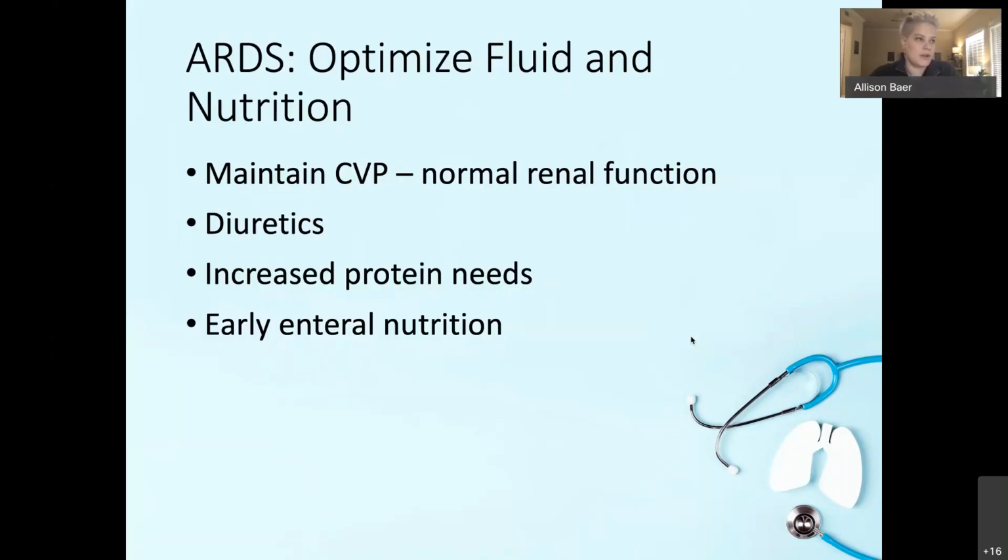Making sure they're going to have increased protein needs because they're hypermetabolic. Their body's working overtime to try to fight whatever it is. So they're going to use up lots of protein, lots of calories. So you're going to want to make sure that their nutrition is good to help their body get better. And then starting enteral nutrition as early as you can and as tolerated, because reintroducing enteral nutrition and getting their gut involved sooner has been shown to have better results.